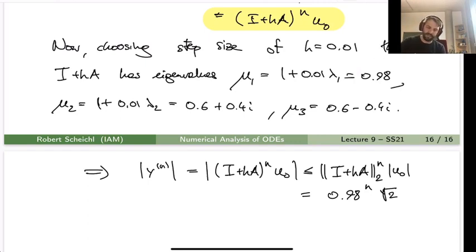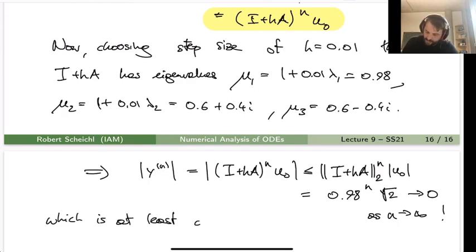And clearly, because the largest eigenvalue is less than 1, this goes to 0 as t goes to infinity, or as n goes to infinity, which is at least qualitatively the correct behavior.